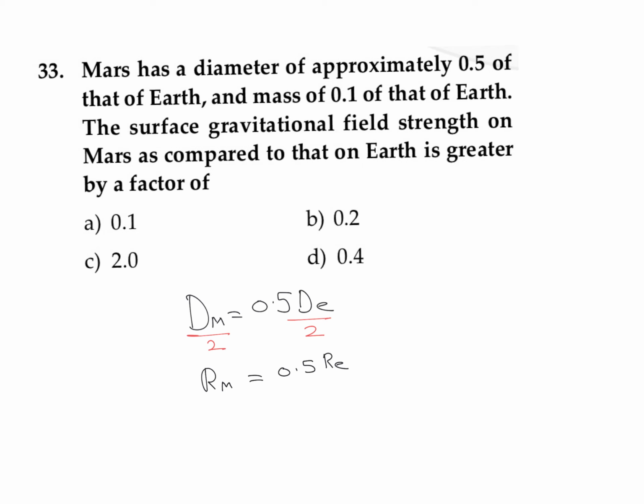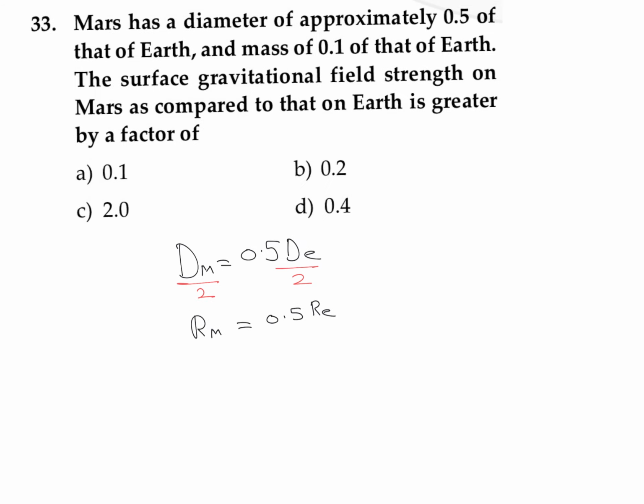And it is given that the mass of Mars is 0.1 that of Earth. So mass of Mars is 0.1 times the mass of Earth. So we know these two pieces of information. Take them as equation number 1 and equation number 2.